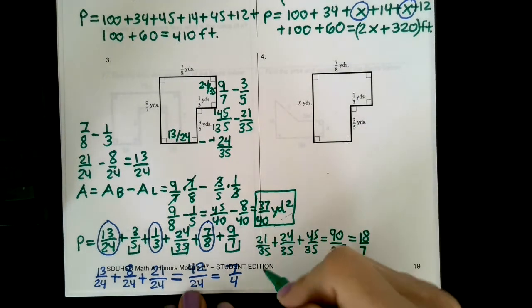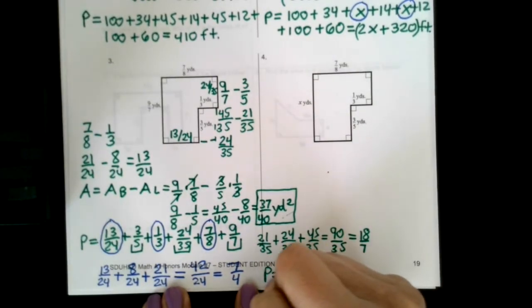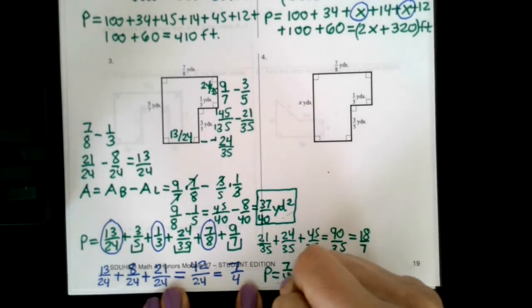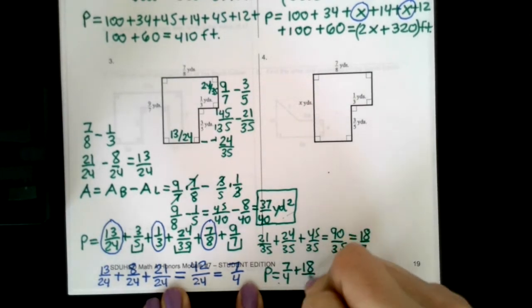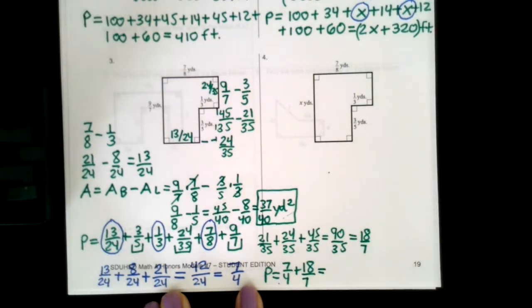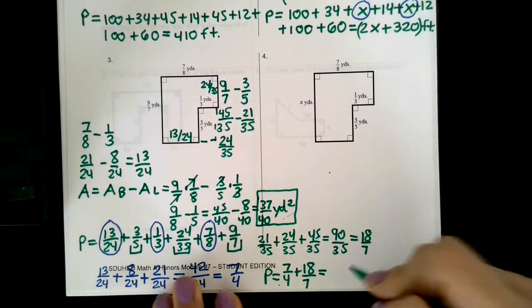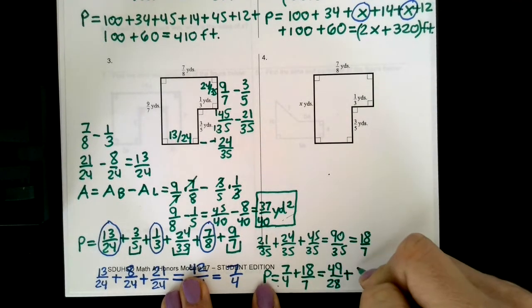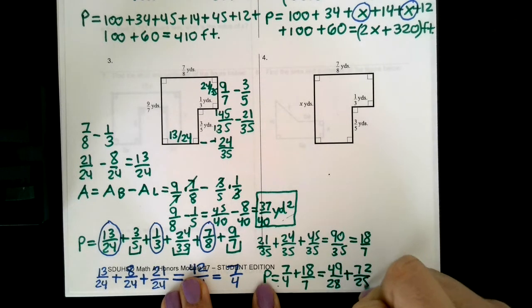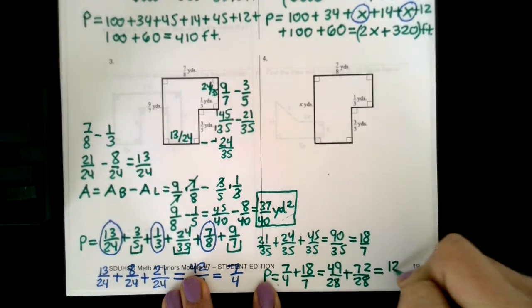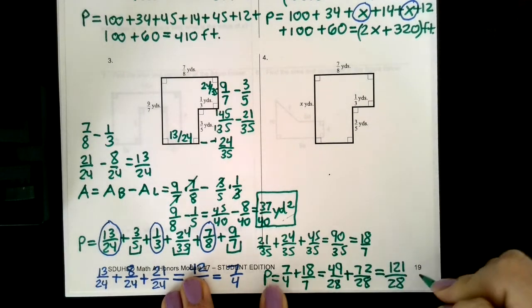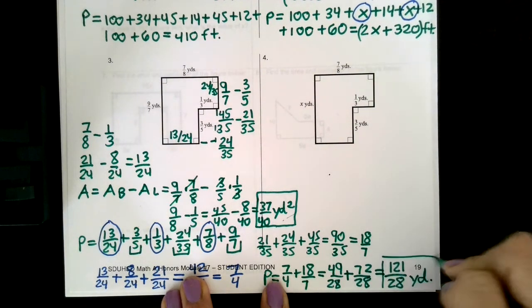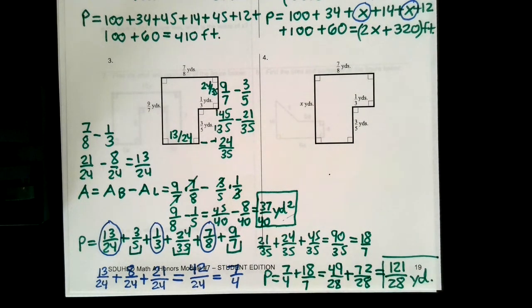In order to find the final answer for perimeter, I need to add together the 7/4 and the 18 over 7. A common denominator between 4 and 7 is 28. So I'm going to turn this into 49 over 28 plus 72 over 28, giving me my final answer of 121 over 28 yards. Wow, I barely fit that all on one page. Where are these scientific calculators when you need them?